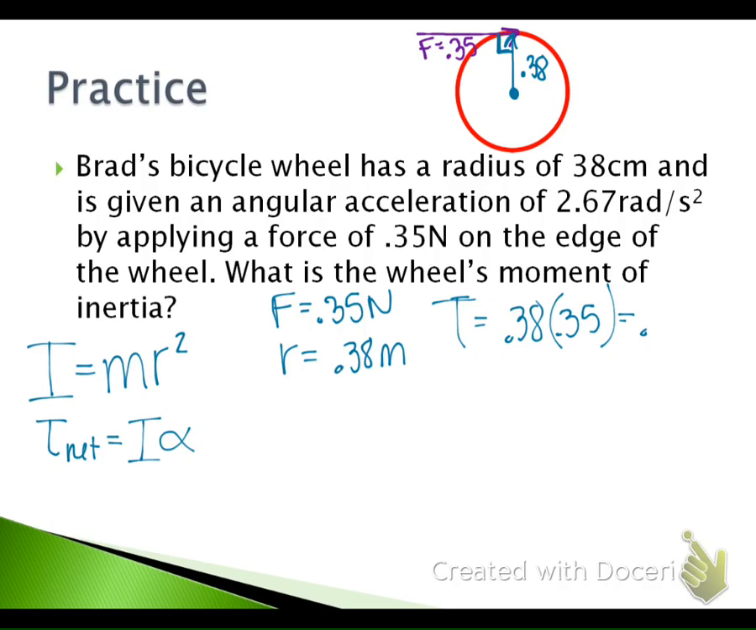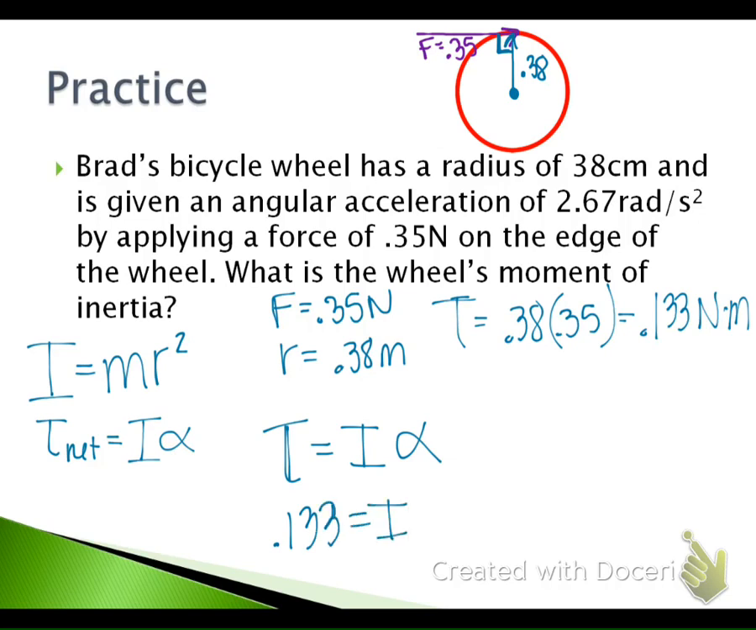0.38 times 0.35 gives us 0.133. And our units for torque are? Good. Newton meters, newton times meters. So now we have a torque. We have an angular acceleration, which was given to us in our problem. Remember, 2.67 radians per second squared. So we're going to take torque equals I times alpha. 0.133 equals moment of inertia times 2.67.